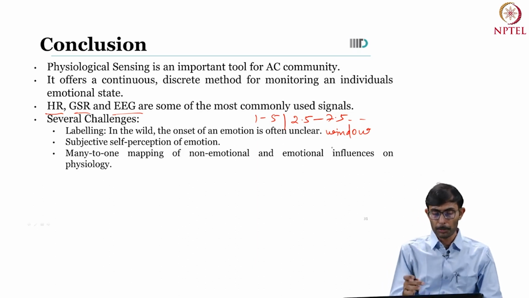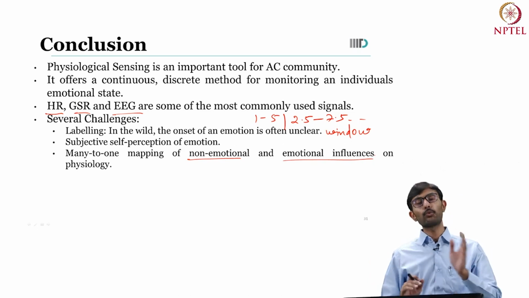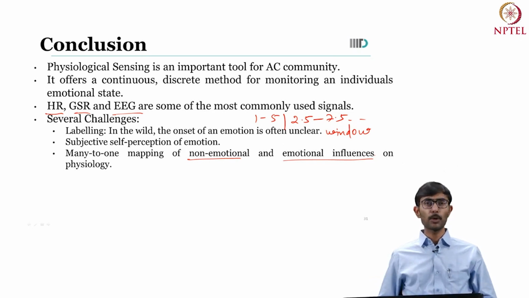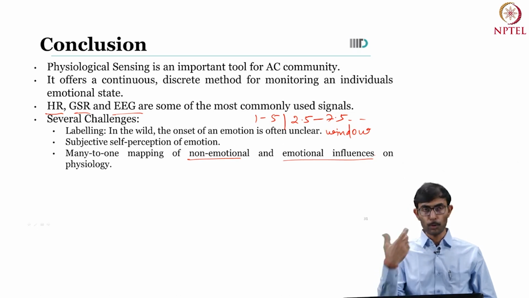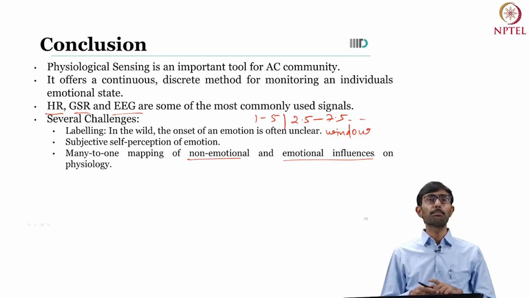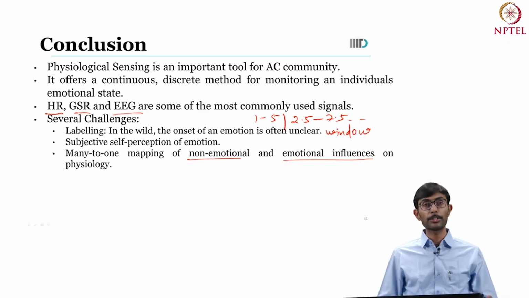This is interesting actually. Apart from this, it turns out that there is a many-to-one mapping of the non-emotional and the emotional influences on the physiology. What it simply means is that, while there may be a response in the physiological signals to an emotional stimulus, the same type of response in the physiological signals may also happen due to some physical activity as well.